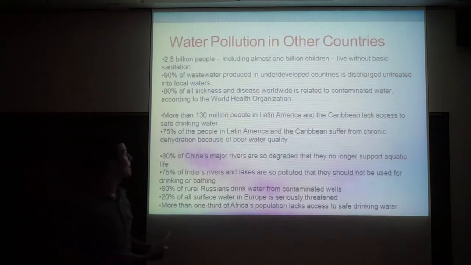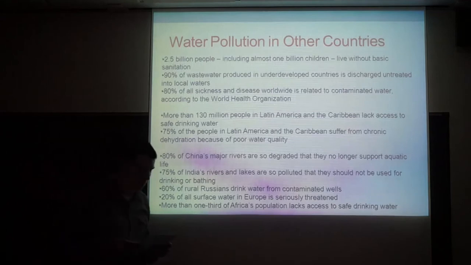Okay, next is facts about pollution in other countries. 2.5 million people live without basic sanitation in other countries. 90% of the wastewater produced in undeveloped countries is discharged untreated into local water, so it's pretty much what everybody drinks. 80% of diseases and sicknesses worldwide can be related to contaminated water.